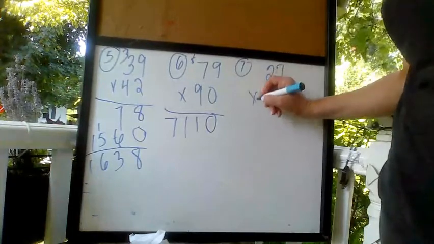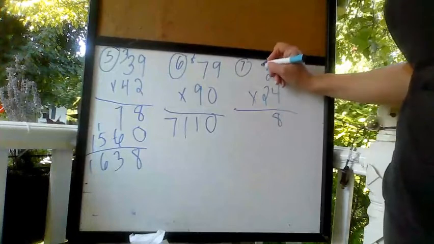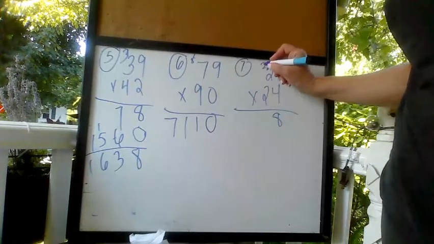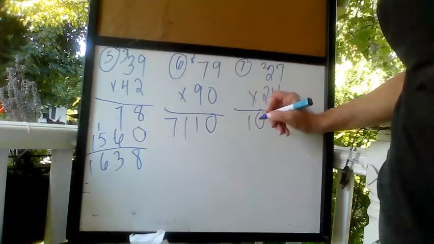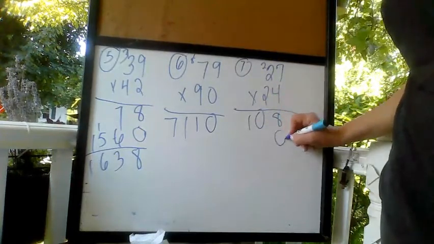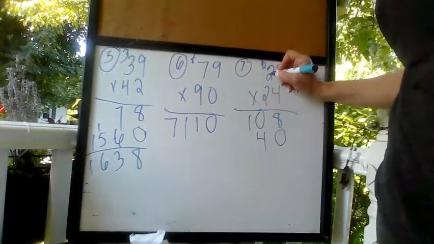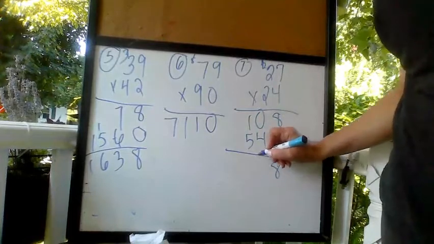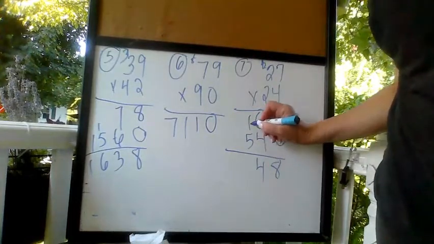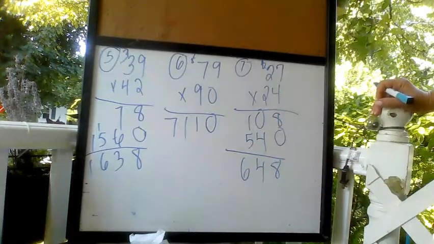27 times 24. 4 times 7 is 28. Carry the 2. 4 times 2 is 8. And 8 plus 2 is 10. So we're going to go to the second row. We're going to put a 0 here. 2 times 7 is 14. 2 times 2 is 4, plus 1 is 5. 4. 5 plus 1 is 6. The answer to number 7 is 648.